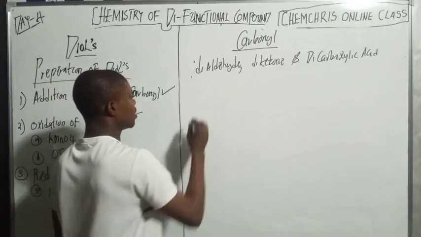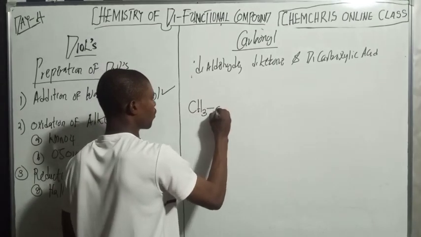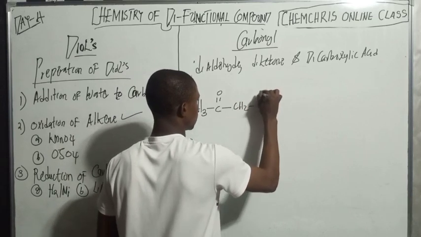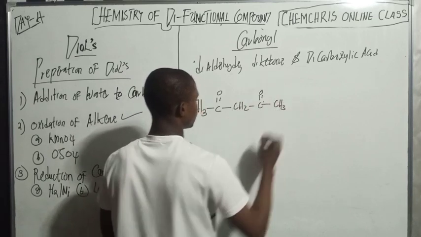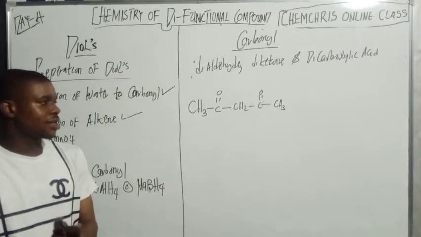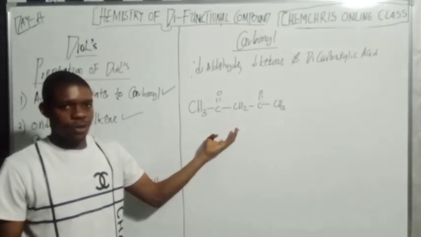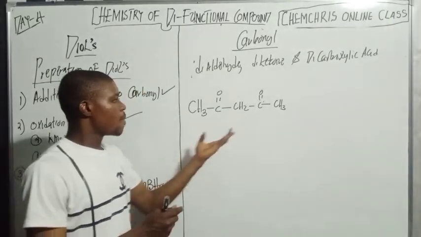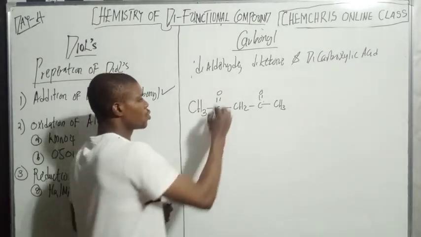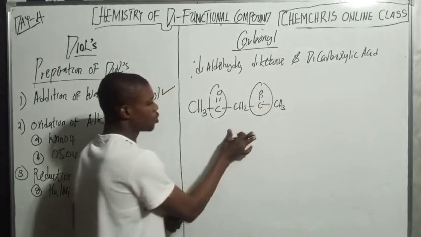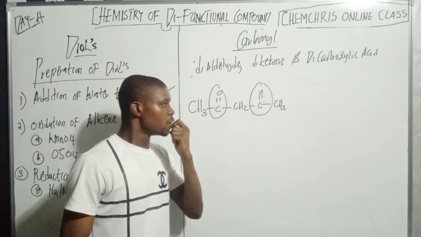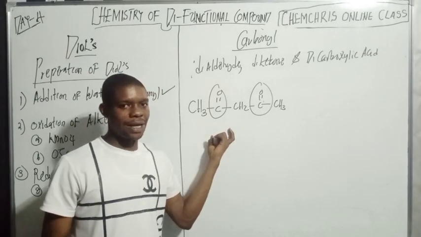If for example here we have CH3... If you look at this other one here, what is called a diol? That is a compound with two ketone functional groups. Do you get that? Now some of you will be asking, what is this compound here?